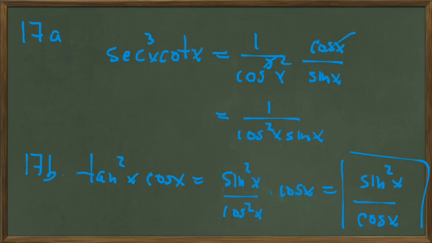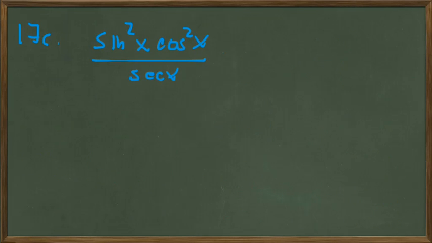And then in the third problem, the sine squared and the cosine squared do not change since they're already elementary functions. The secant here is 1 over cosine, so we bring it up to the numerator as cosine, and then just combine the last two factors. Cosine squared times cosine is cosine cubed.